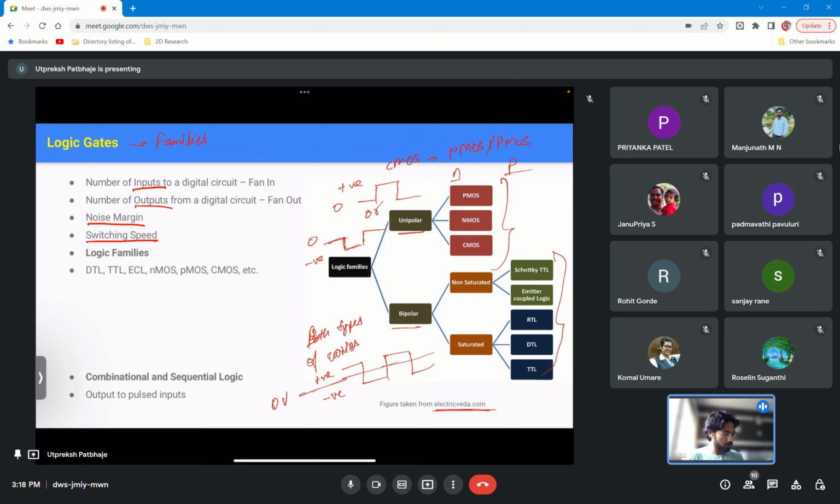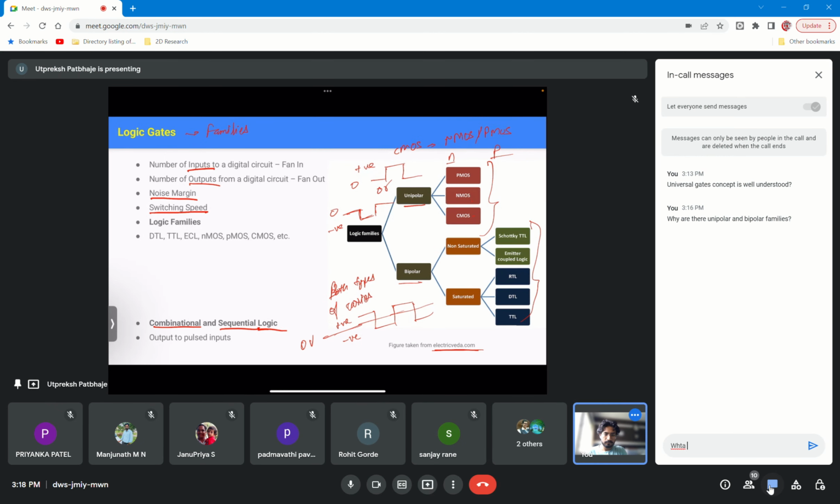Also, there are two types of logic circuits. Either they can be combinational or sequential. So, I hope you guys are aware about combinational and sequential. Can you let me know what is a sequential logic? Just in short, either you can type or unmute and say. In sequential, the present output depends upon the previous one. Yeah, not only previous, it can be multiple previous outputs.